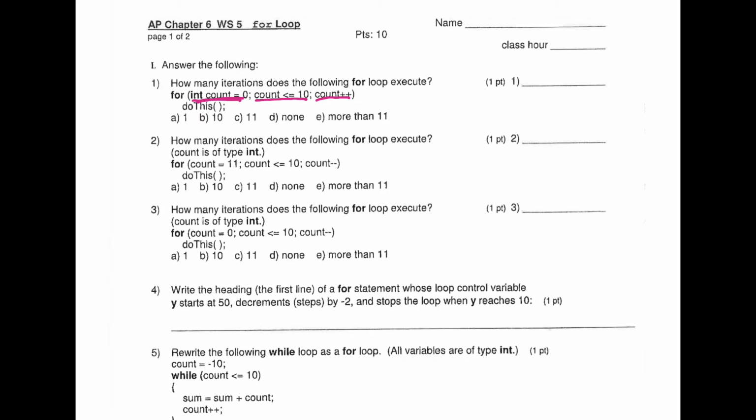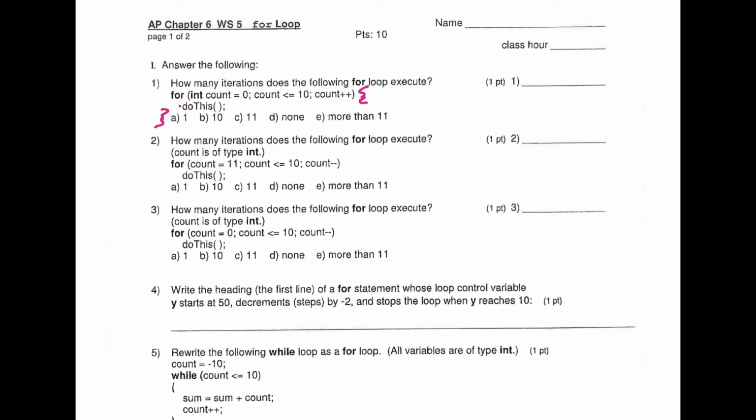So let's take a look at some of these. For int count equals 0, count is less than or equal to 10, and then count plus plus, we're going to do this. How many times is this loop going to run? Notice that there aren't any brackets here. There should definitely be brackets. But just like an if statement, if there's only one piece of code, you technically don't need brackets, even though it's much better coding practice to actually include the brackets.